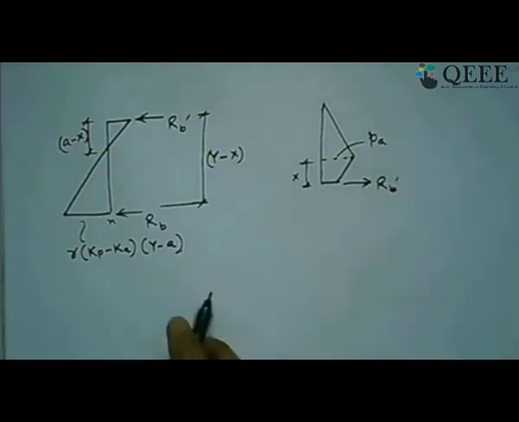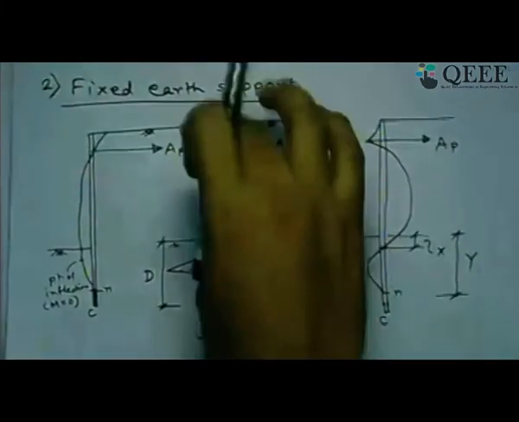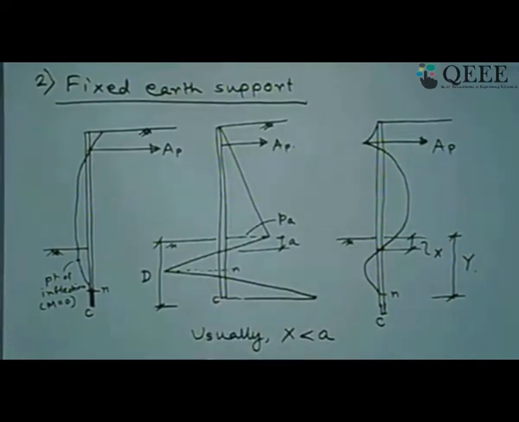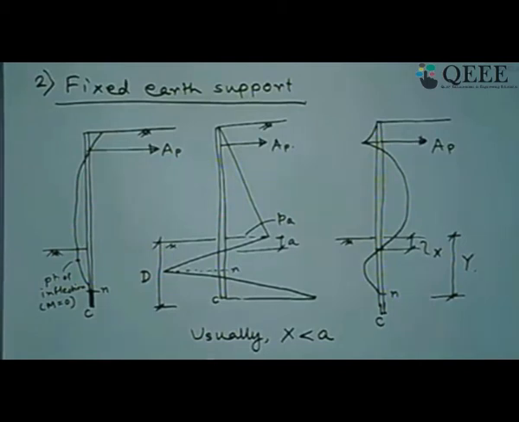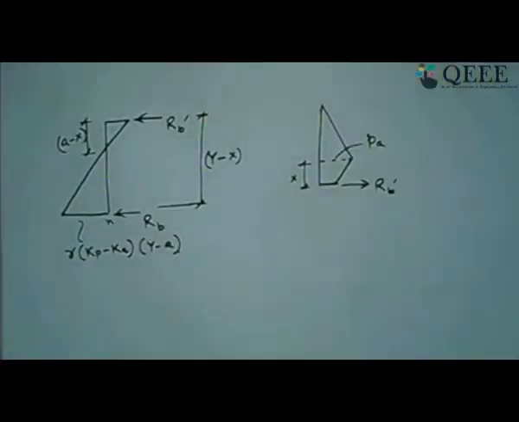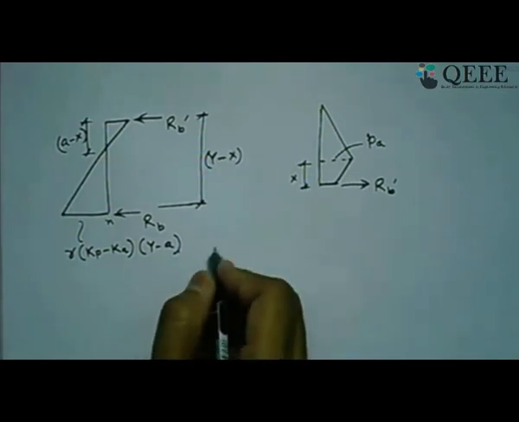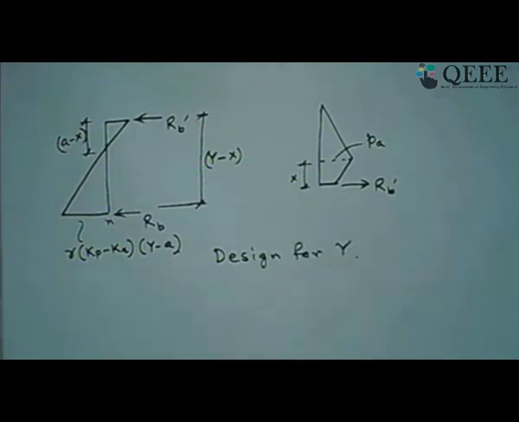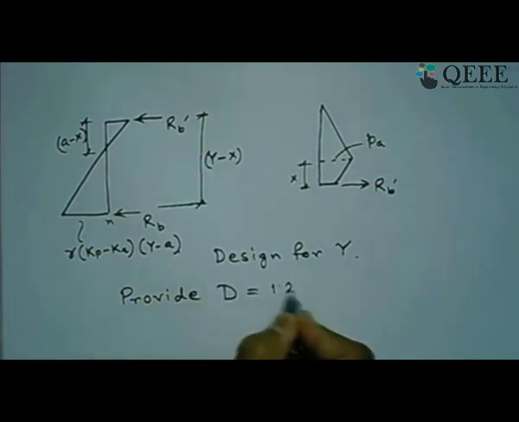So essentially what we are trying to say is that you apply this load or this pressure on your beam and solve it as a support condition like this, but idealize it like this so that you can find out the bending moment, etc. So using this, we should design for the value of Y by considering the equilibrium of force and moment, and then finally provide the embedment depth D as 20% extra of that. So in this fashion, the fixed earth support condition also can be designed.